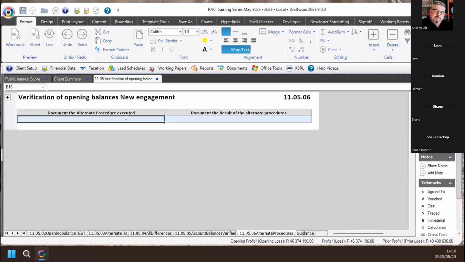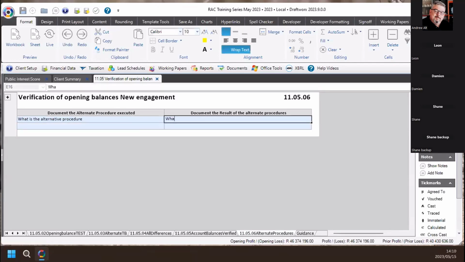What is the alternative procedure? And what is the result? You'll see that now that I've put some information in, the next row becomes available, and there are a number of hidden rows that will open up as you go through the process. So here you now need to go and document all of those alternative procedures that you performed because you were not able to go and view the working papers of the predecessor auditor.